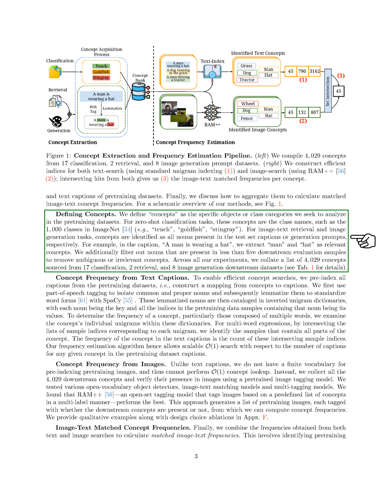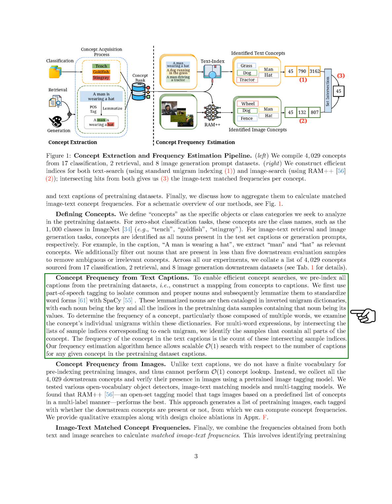In all our experiments, we compile a list of 4,029 concepts from 17 classification, 2 retrieval, and 8 image generation downstream datasets. To find concept frequencies from text captions, we pre-index all captions from the pre-training datasets by mapping concepts to captions. We use part-of-speech tagging to isolate common and proper nouns, standardize word forms with lemmatization, and create inverted unigram dictionaries. This allows us to determine the frequency of a concept by examining its individual unigrams within these dictionaries. For multi-word concepts, we identify samples containing all parts of the concept by intersecting the lists of sample indices. The frequency of the concept in the text captions is the count of these intersecting sample indices, enabling efficient concept searches.